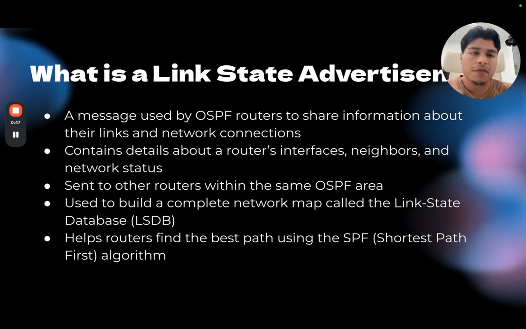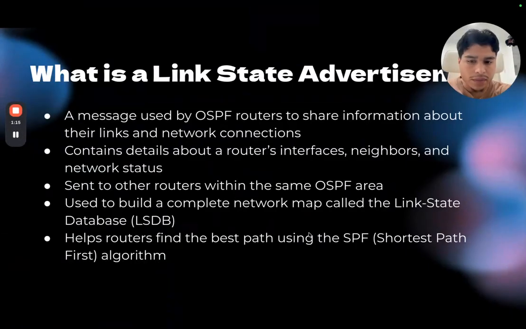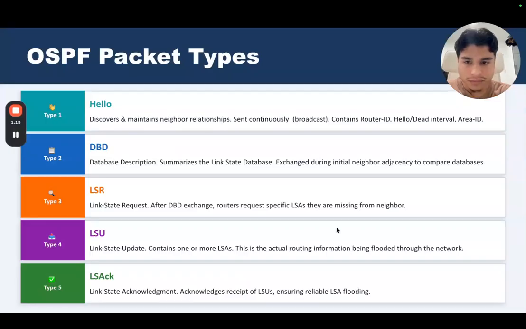So what is a link state advertisement? It's a message used by OSPF routers to share information about their links and network connections. It contains details about a router's interfaces, neighbors, and network status, and is sent to other routers within the same OSPF area. It'll use these link state advertisements to build a complete network map called a link state database, and it helps routers find the best path using the shortest path algorithm.